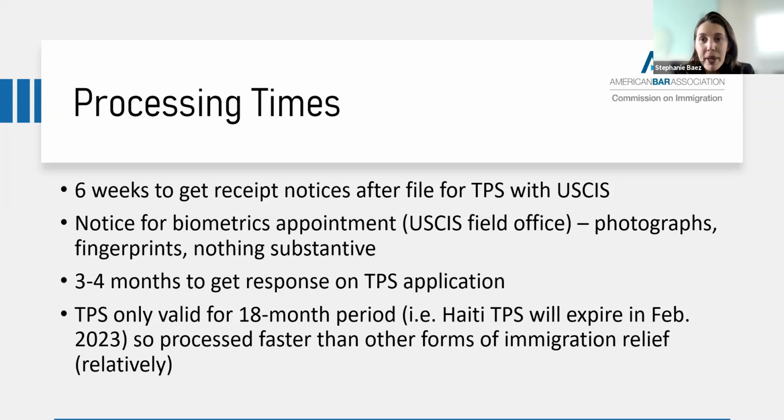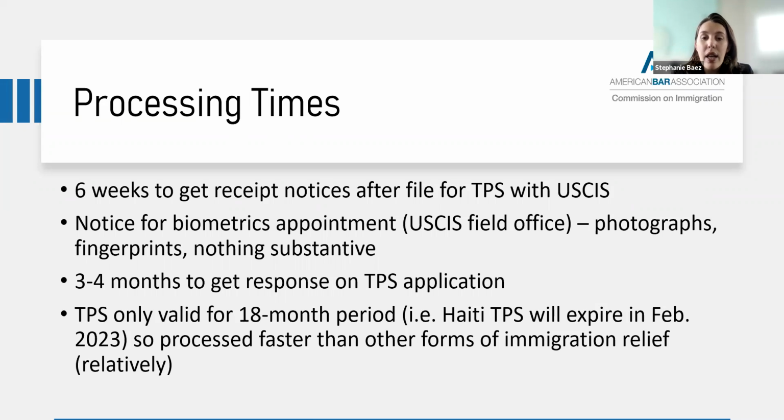So you submit your application with all of the required forms, your required evidence, and you mail it off to USCIS to file it, along with either a fee waiver or the money order if your client is able to pay. And generally speaking, it takes about 6 weeks to get receipt notices after filing for TPS. You'll also get a notice for a biometrics appointment.